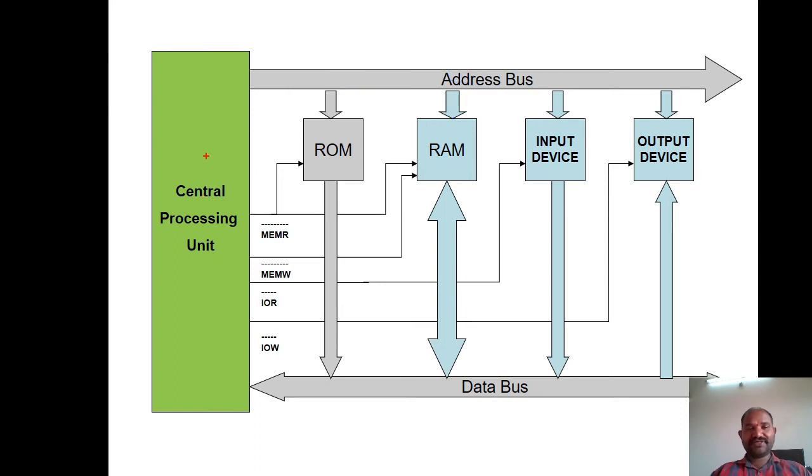Write operation. First step should be first places the address on the address bus to the RAM, as well as places the data on the data bus by the CPU to the RAM. Next step, it is going to be generate the memory write signal to the RAM.